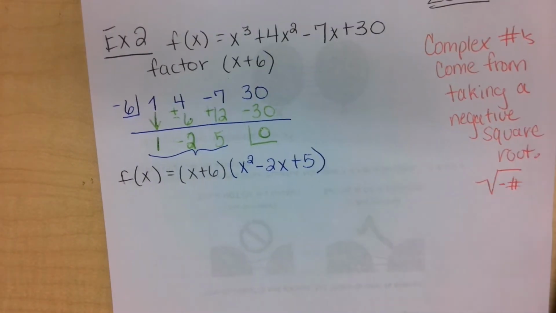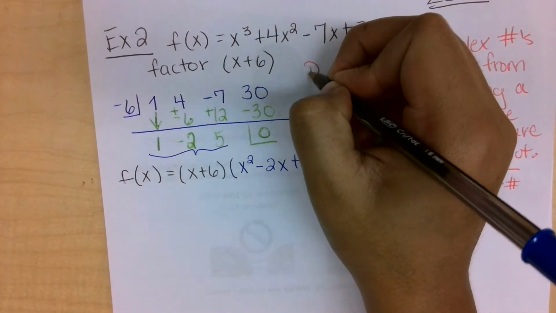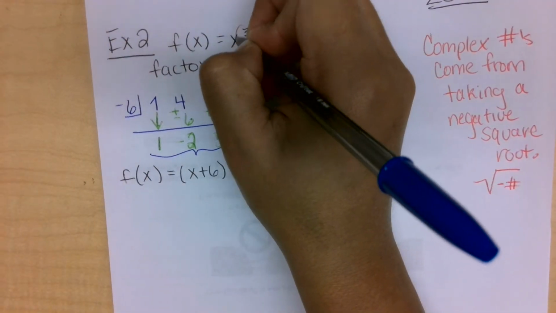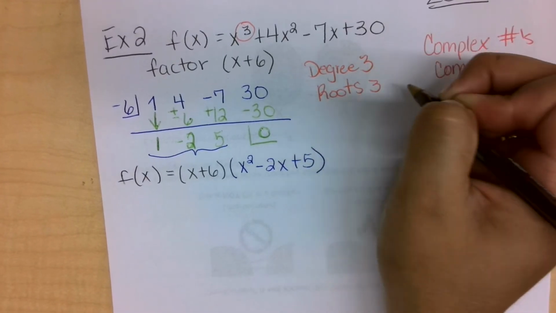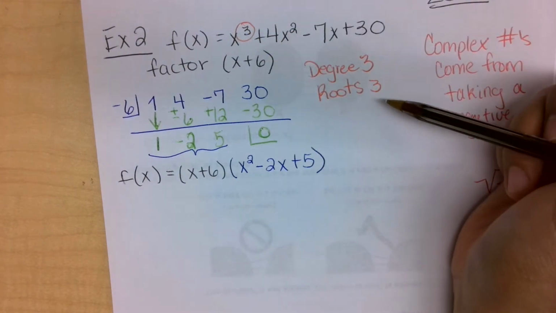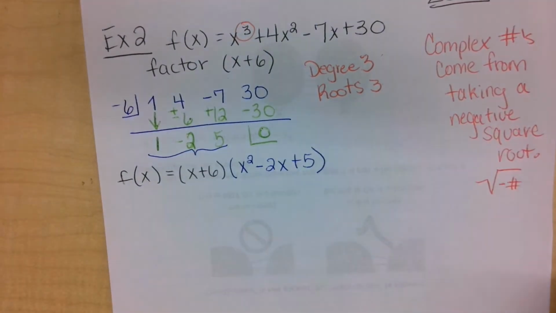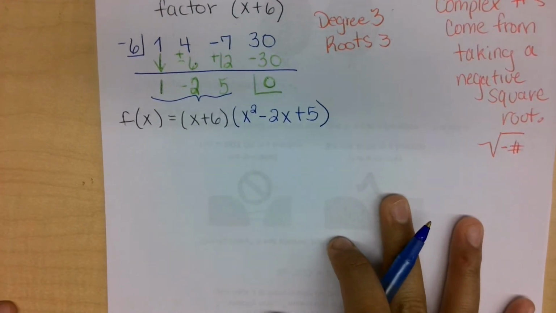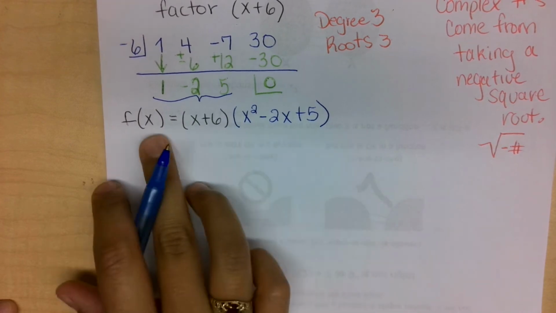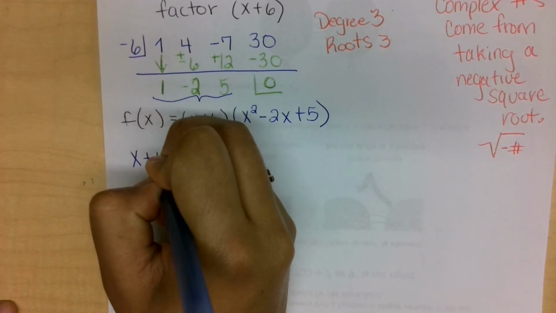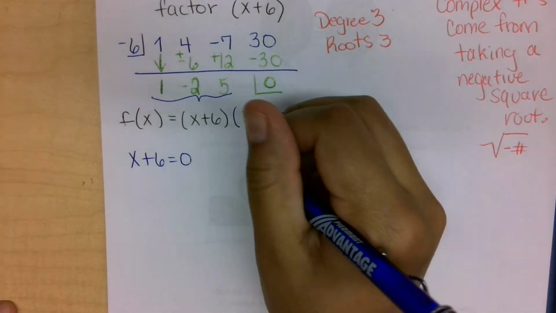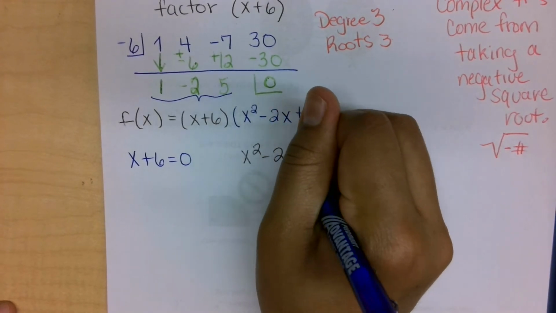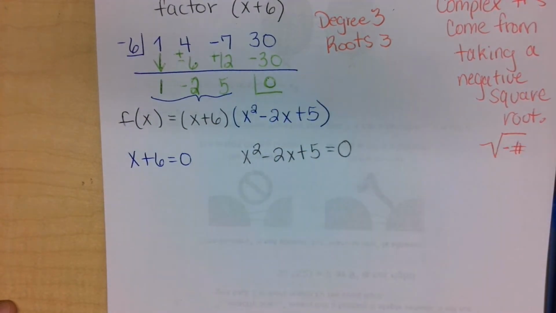One thing I forgot to mention at the beginning is that the degree of this function is 3. So we're looking for 3 roots, whether they're real or complex, because the degree is 3. So we know we're going to have 3 roots using the fundamental theorem of algebra. That's what we're doing. So let's go back to this problem right here. Again, we're trying to say, when is the function equal to 0? So when is x plus 6 equal to 0? And when is x squared minus 2x plus 5 equal to 0?